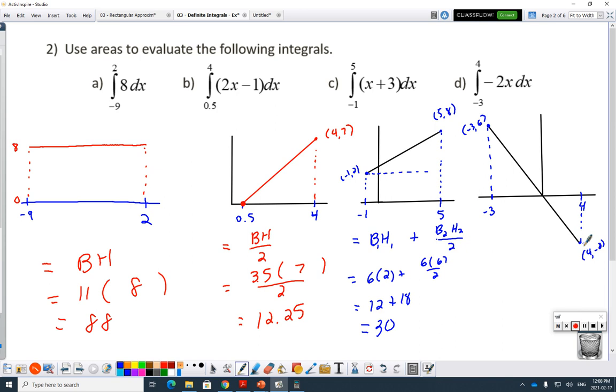Oh, because I said, when will the y value be 0? When will this be 0? So I need to know when does -2x equal 0? Divide by -2, when x equals 0. Good question, yeah.